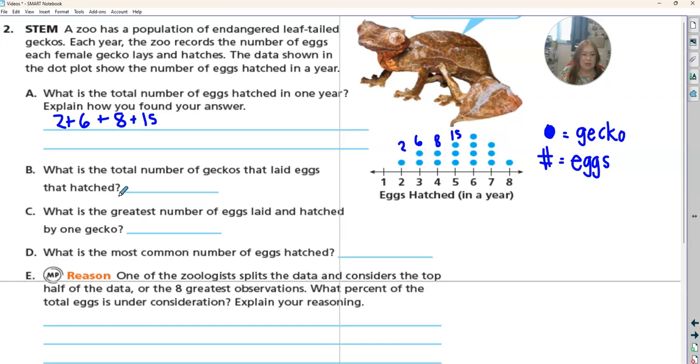Now B wants to know the total number of geckos that laid eggs, right? So a gecko was a dot. So now we're just counting up the dots.